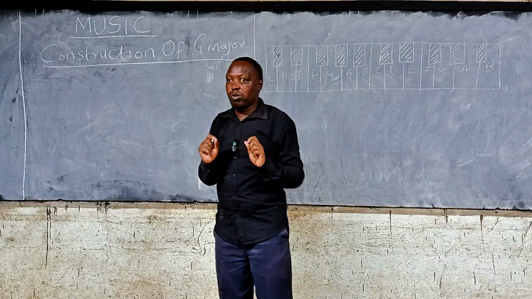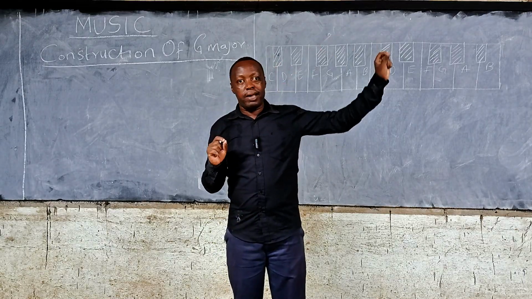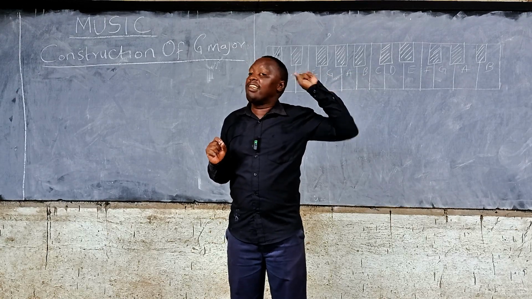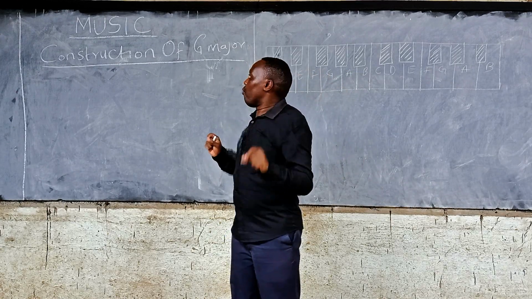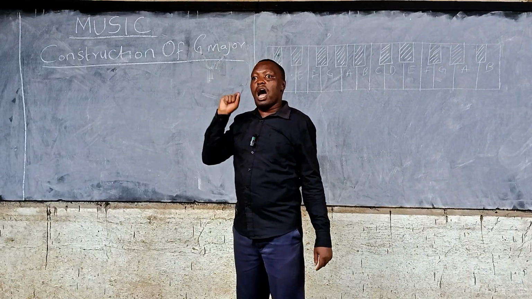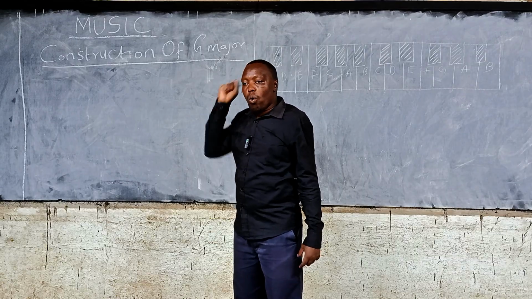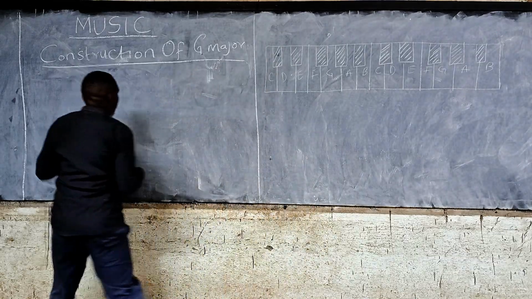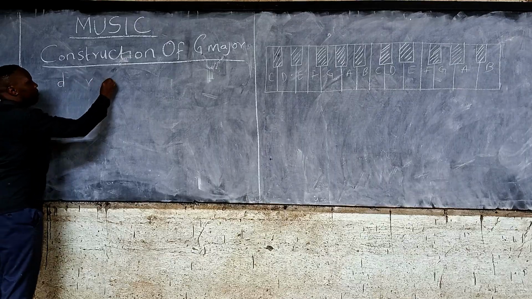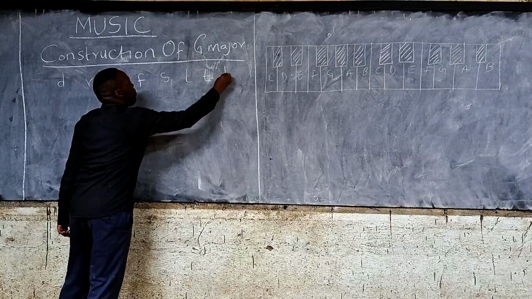Our first rule was, in the C major construction, we said our do was supposed to be C. The same here now. We are going to construct G major. Now we are going to use G as our do. How? Let's do this. We first make the do, re, mi, fa, sol, la, ti, do.